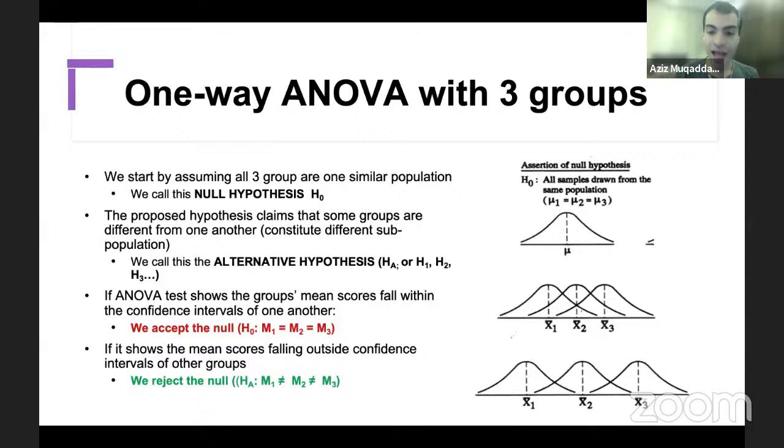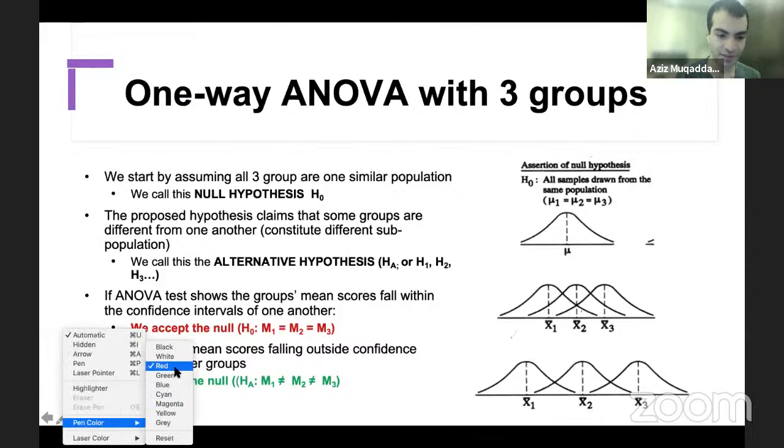An ANOVA test then would try to compare, like, how would we know then if they belong to the same population or different population? The ANOVA test would then say, okay, if the mean scores, again, the mean score or the average values, fall within the confidence interval of one another, then we accept the null.